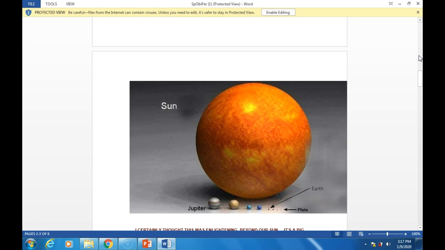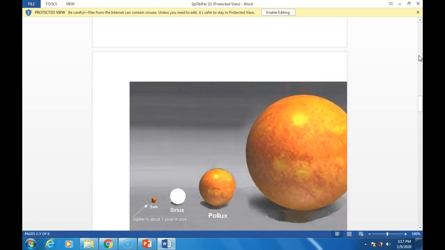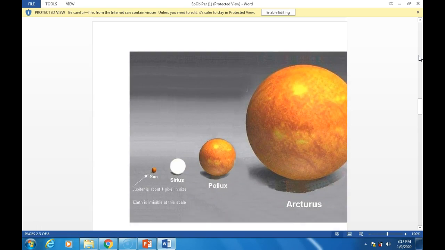And you'll find out that the sun is one of the average sized stars. So you look at some of the other stars. Here's Arcturus, which is one of the bigger stars. It's called the red giant. Pollux, Sirius. There's the sun. Okay? Jupiter is about 1 pixel, one of these tiny little pieces there. And the Earth you wouldn't even be able to see. And it just keeps going from there.